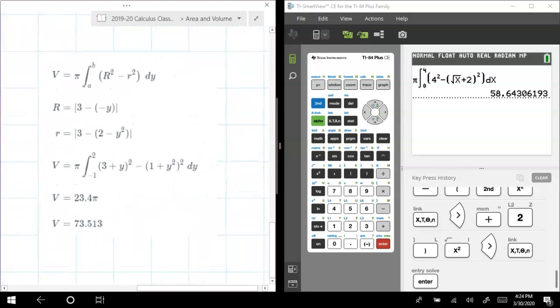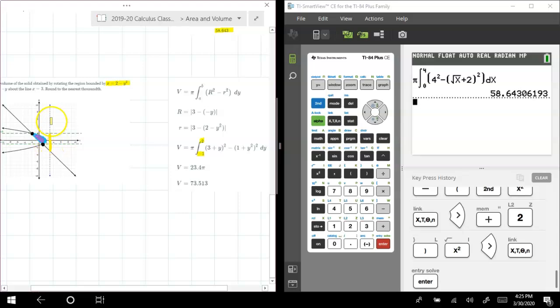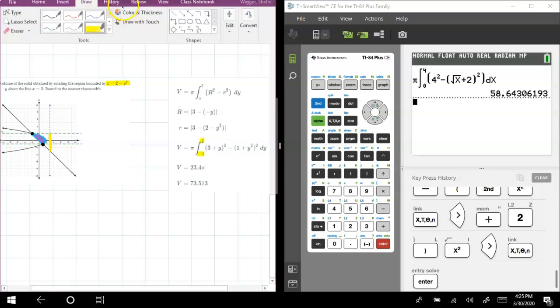So going from y equals -1 to y equals 2, the outer radius, again, is from the line of revolution to the function. From x equals 3 to the straight line x equals -y. It's 3 minus -y, which simplifies to 3 plus y.